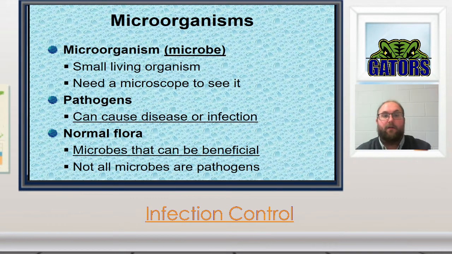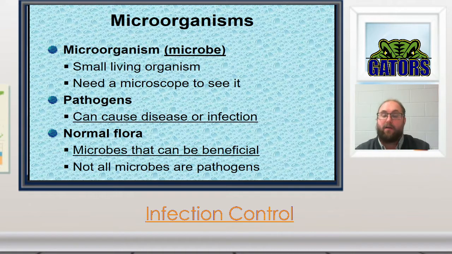First, we need to talk about microorganisms. Last week we discussed the cell. The cell is the basic living unit of life. So all microorganisms are basically cells, and it's something that you need a microscope to see. And some of these microorganisms are pathogens. That means that they are microorganisms that cause disease and lead to infection.